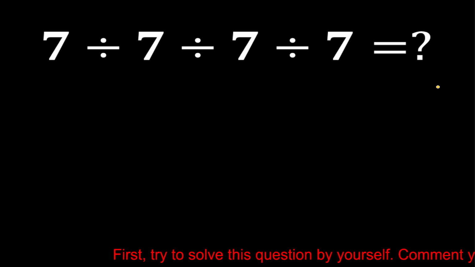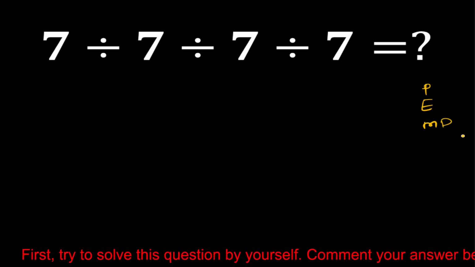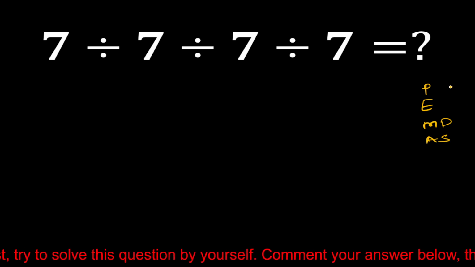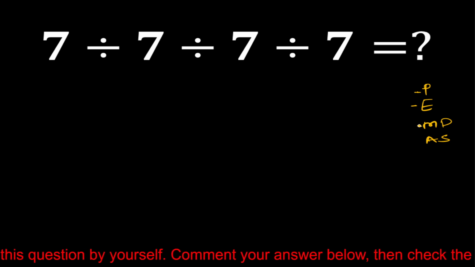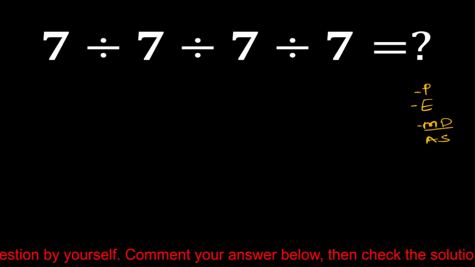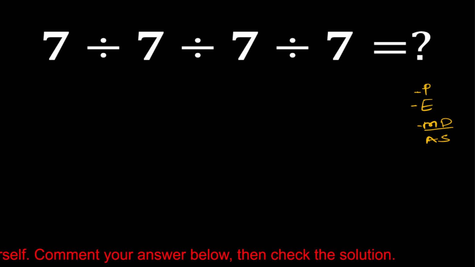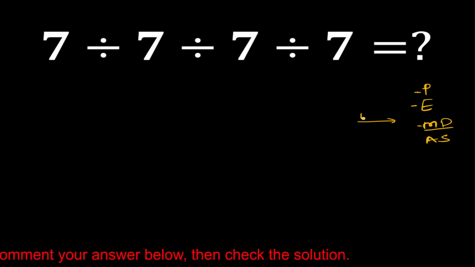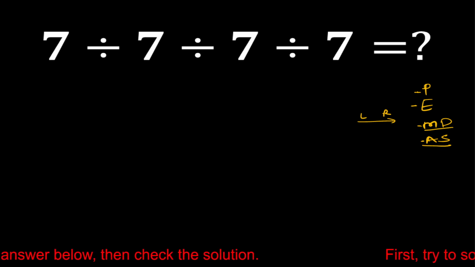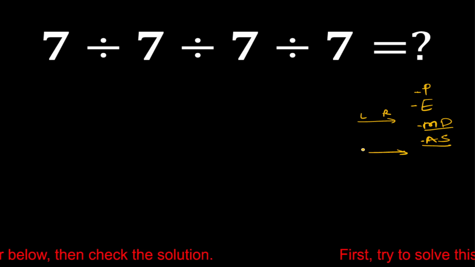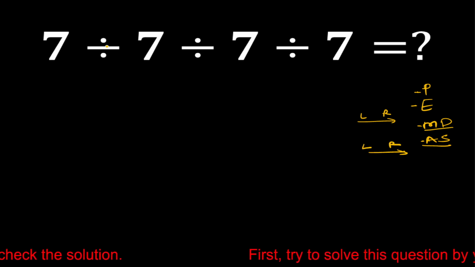So now PEMDAS. According to PEMDAS, first priority is parentheses, second priority is exponents, third priority is multiplication and division. Here multiplication and division both have equal priority, so we have to solve it from left to right. Fourth and last priority is addition and subtraction, and addition and subtraction both have equal priority, so we have to solve it from left to right.